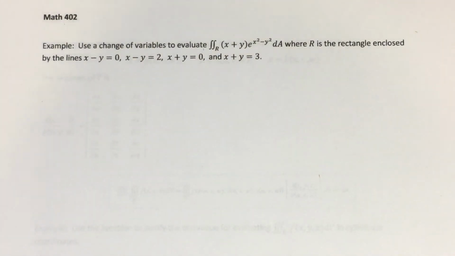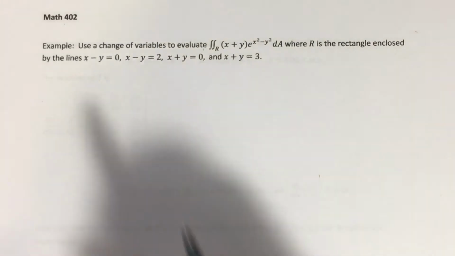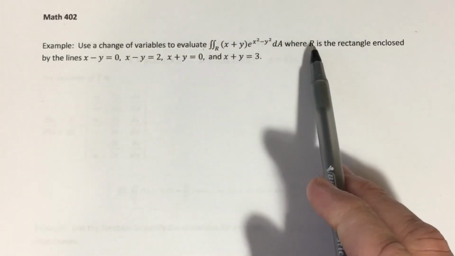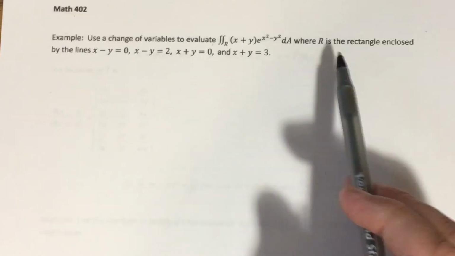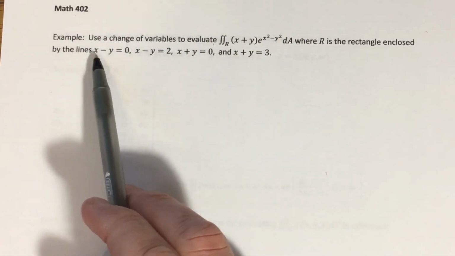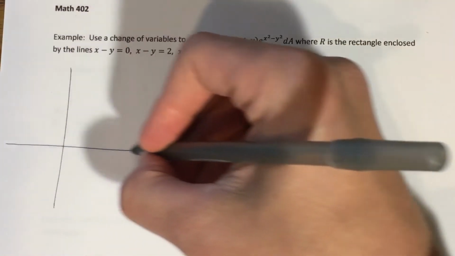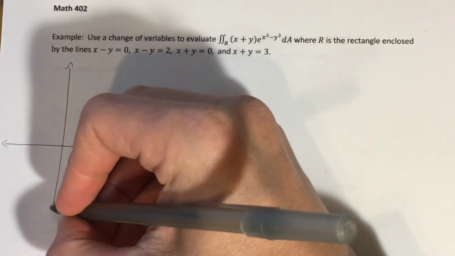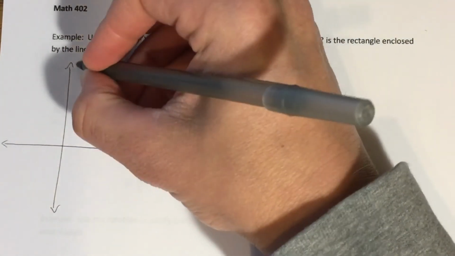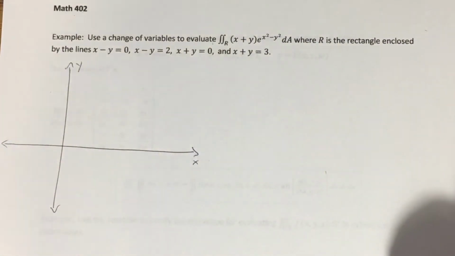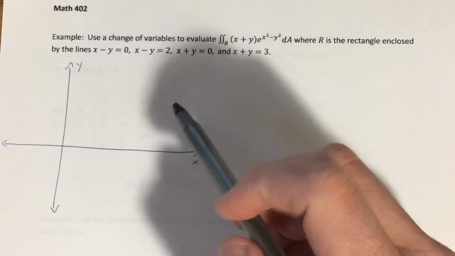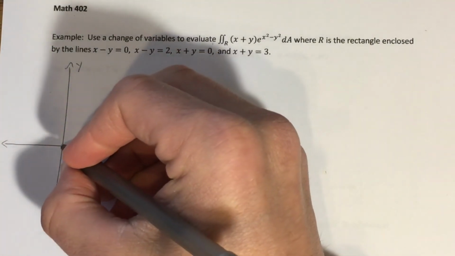But I wanted to do an example where we don't know ahead of time what the transformations should be and see if there's a logical way to come up with them. So here, I'm going to start by looking at this region R by graphing it. It says it's enclosed by these 4 lines right here. So let's graph this. All right. The line x minus y equals 0, that's the same thing as the line y equals x.